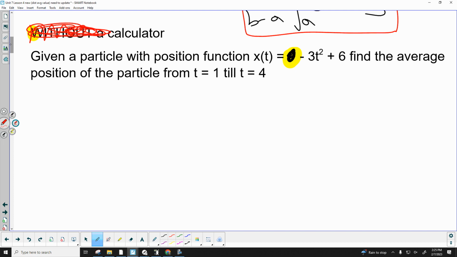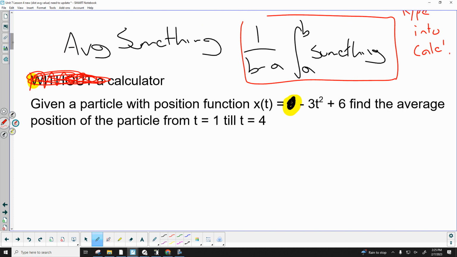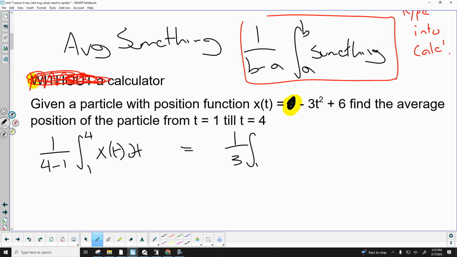Keep it simple. And with averages, it's going to take you a while to get out of your idea of what is an average. Here's a new understanding of averages. Average of something, 1 over b minus a, integral from a to b of that something. You should do 1 over 4 minus 1, integral from 1 to 4 of what we're trying to find the average of. So you should be typing into your calculator 1/3 integral from 1 to 3 of negative 3t squared plus 6.